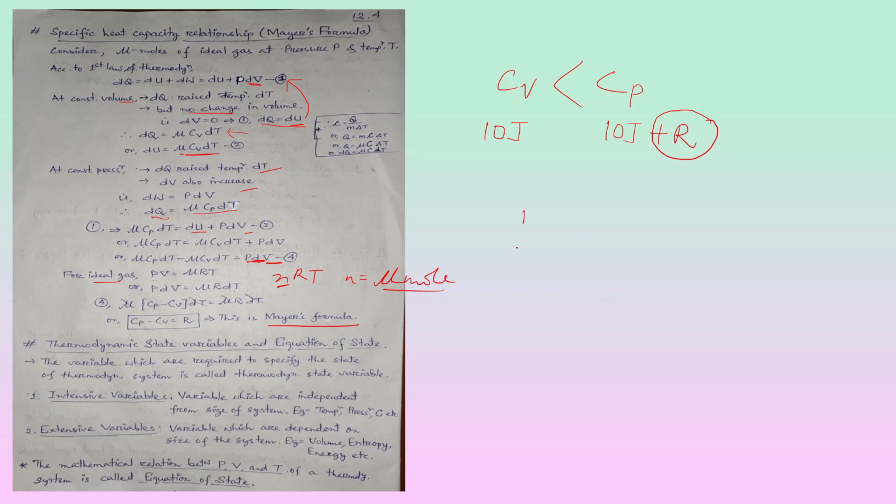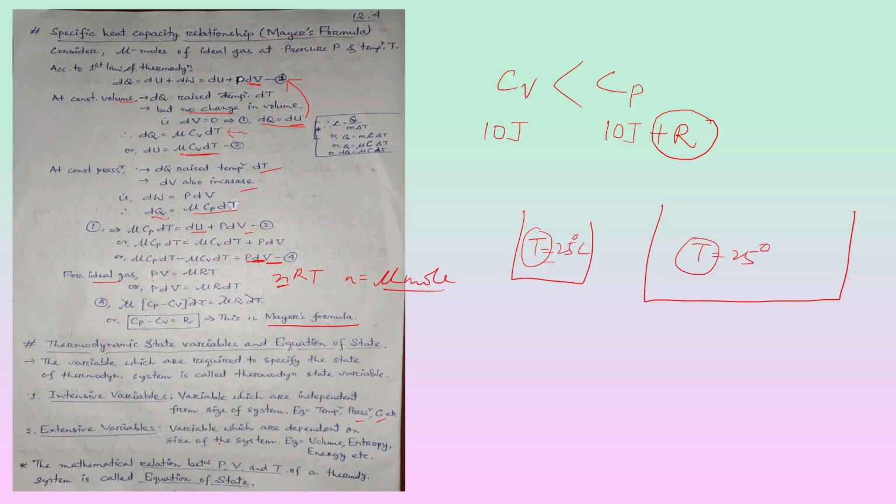If we take this or this, here the variables are independent, they do not depend on the size. If we take a temperature of 25 degrees celsius here, and 25 degrees celsius here, their size is different but their temperature is the same, right? That means this temperature does not depend on the size of the system. So that variable is called what? Intensive variable. Similarly, pressure and specific heat are also intensive variables.